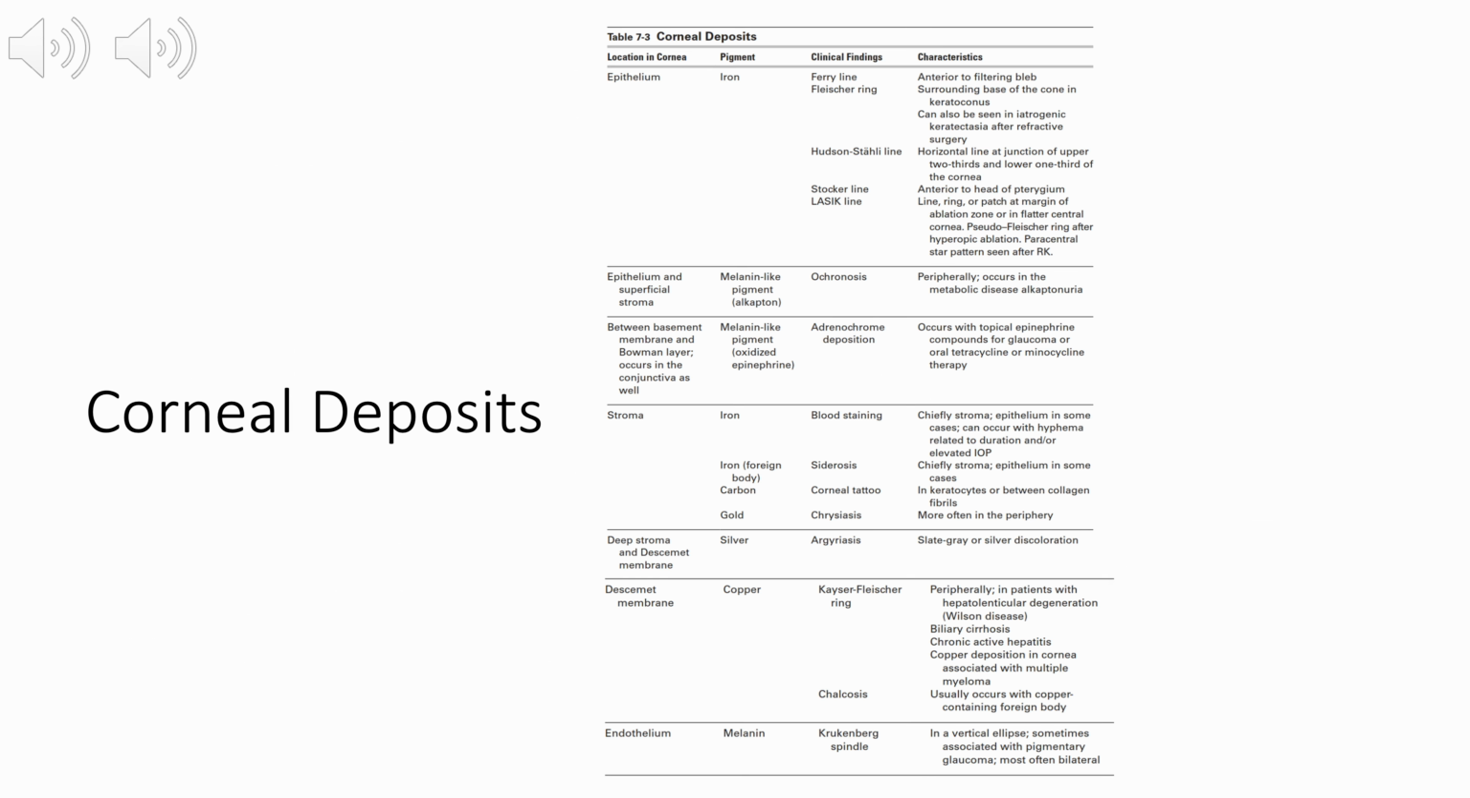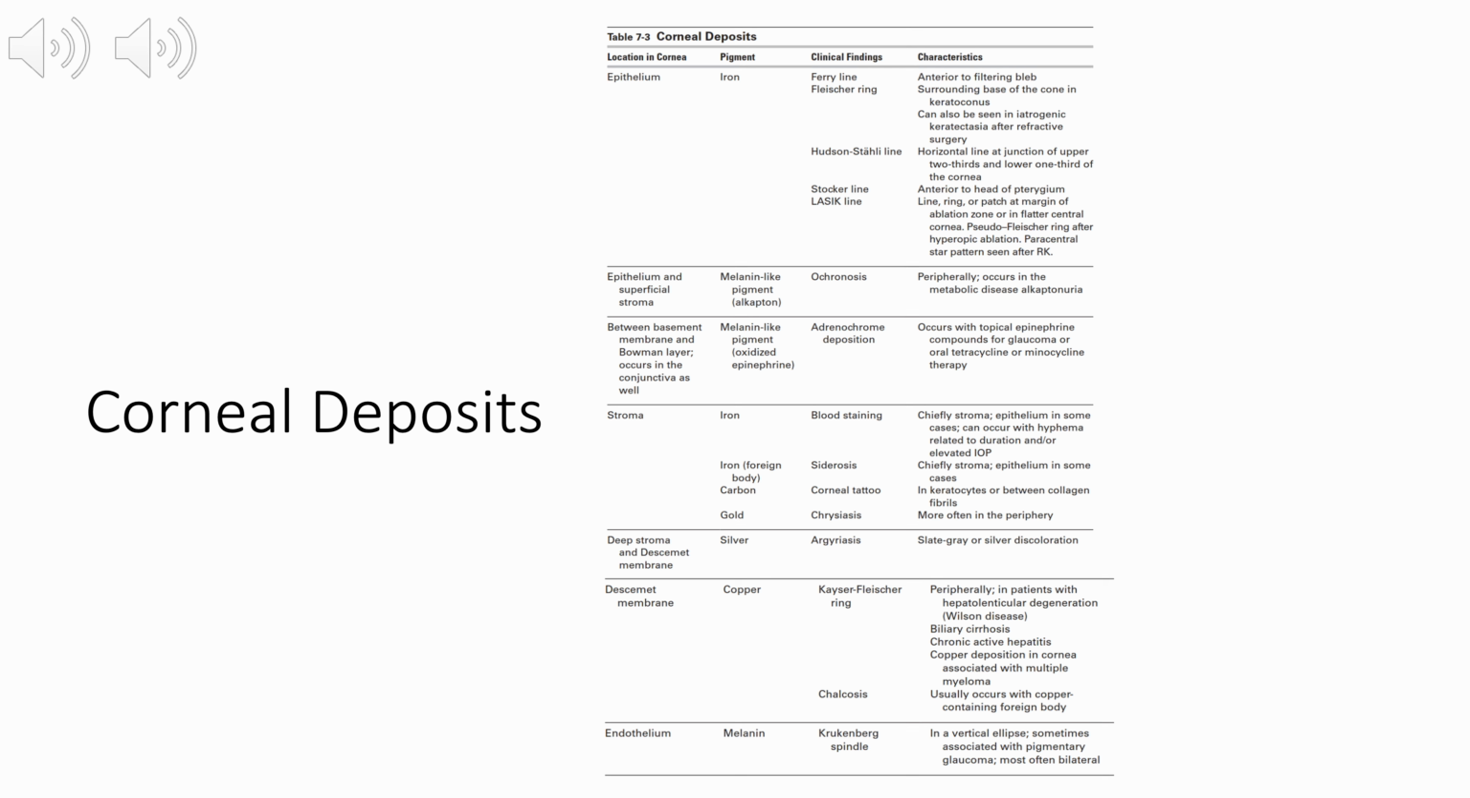Corneal deposits can occur in various layers of the cornea, each with distinct pigments, clinical findings, and characteristics. In the epithelium, iron deposits manifest as different patterns, including the Ferry line, an iron line anterior to a filtering bleb, Fleischer ring, which surrounds the base of the cone in keratoconus and may also appear after keratorefractive surgery, Hudson-Stähli line, a horizontal opacity at the junction of the upper 2/3 and lower 1/3 of the cornea, and the Stocker line, which appears anterior to the head of a pterygium.